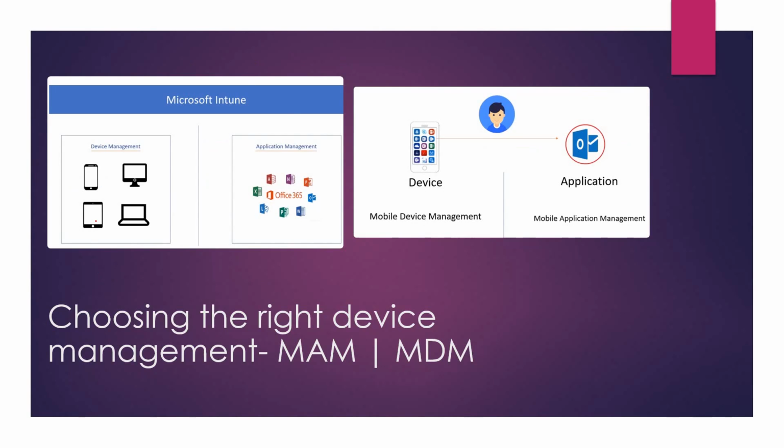Choosing the right management is, as I said, the most important thing. This is just a pictorial representation of whether we want to manage the device or whether we want to manage the application. So no matter which device the user is using, if he's trying to access Excel, or if he's trying to access Outlook, whenever he's accessing this application, the policy will kick in and it will restrict him from, let's just say, using cut, copy, paste, or using the save as functionality.